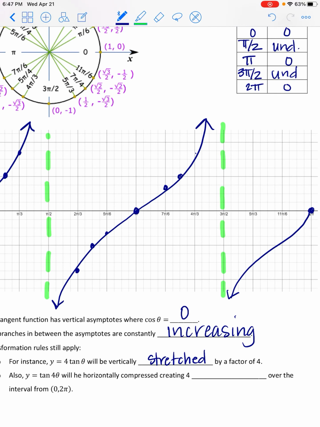Okay? Now if we move that 4, if we put it in front of theta, then instead of vertically stretching, we actually horizontally compress the graph, and the effect is the same that we saw with sine and cosine.